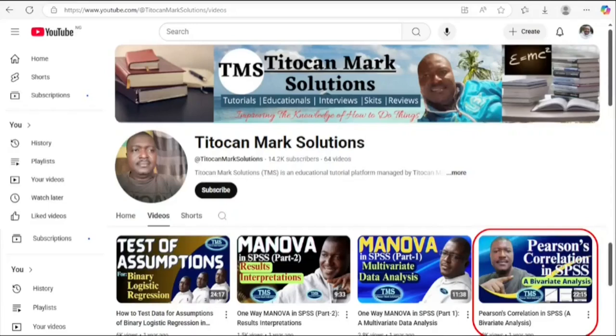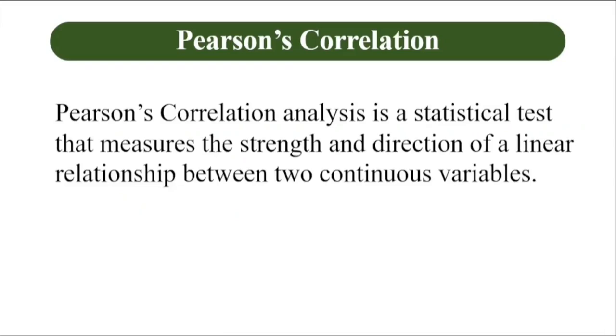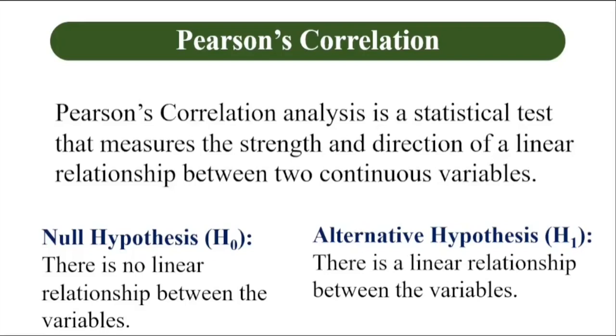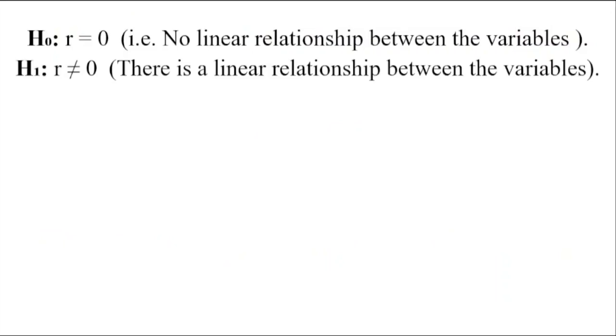Now, let's take a look at the statement of hypothesis for Pearson's correlation coefficient. The null hypothesis states that there is no linear relationship between the variables, while the alternative hypothesis states that there is a linear relationship between the variables. This is usually written like this. Here, the alternative hypothesis implies that the correlation could be positive or negative, and these indices have their implications, and you will understand them better as we proceed in this video.